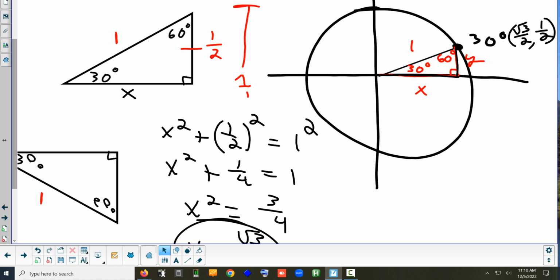Root 3/2, comma, 1/2. If you forget which number goes where, well, square root of 3/2, if you divide that out, is about 0.87. That's a bigger number than 1/2. 1/2 is 0.5. So the bigger angle always goes across from the bigger number, and the smaller angle goes across from the smaller number.